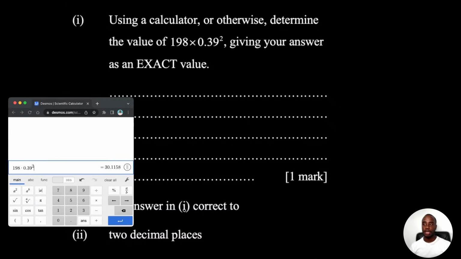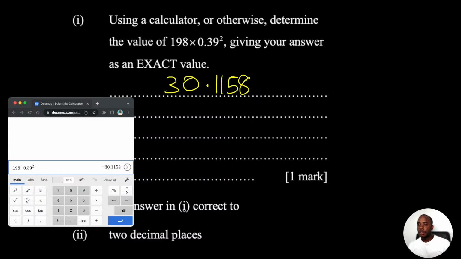All right, so I'm going to write that down. That would be the exact value, because the exact value means write exactly what you see on the calculator. So that is 30.1158. All right? So just make sure that you write exactly what you see on the calculator. That's the main thing for questions like these.